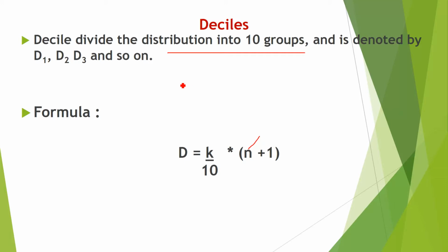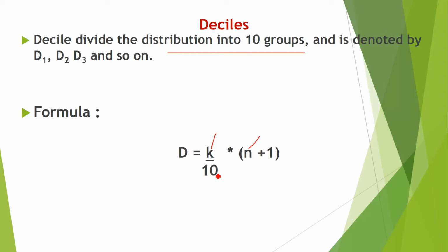So N represents the number of elements in our data set. Suppose if our data set consists of 12 elements or 11 or 20, so this N varies according to the data set. This K represents which decile we are going to calculate. If someone asks you to calculate D6, you have to write down 6 here. D7, so you have to write down 7.